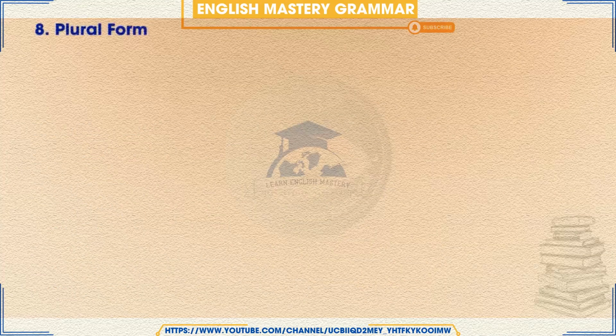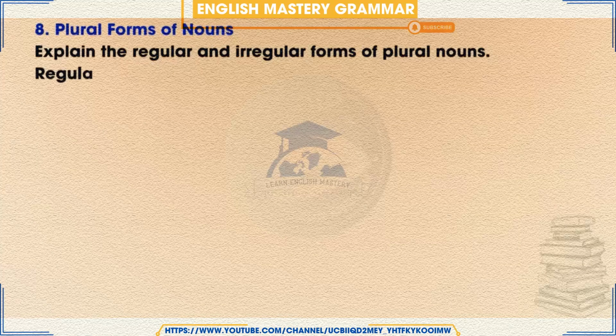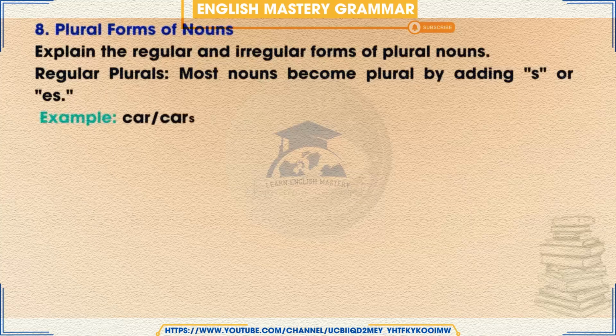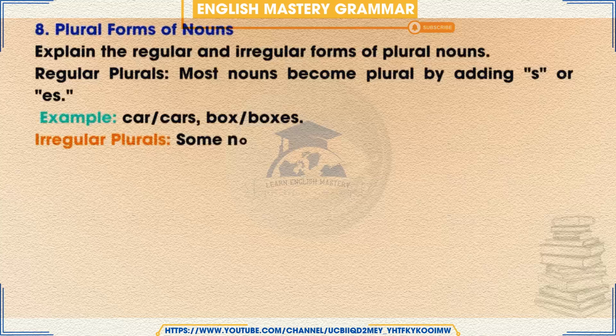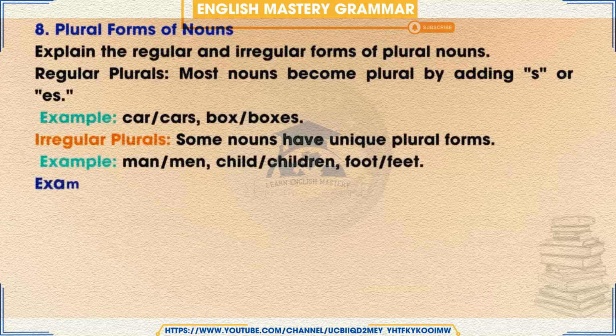8. Plural forms of nouns. Explain the regular and irregular forms of plural nouns. Regular plurals: most nouns become plural by adding s or es. Example: car, cars, box, boxes. Irregular plurals: some nouns have unique plural forms. Example: man, men, child, children, foot, feet.